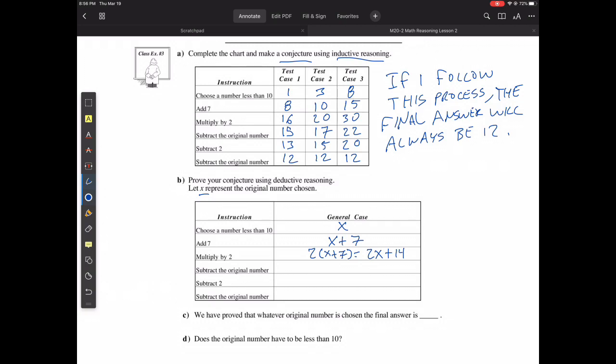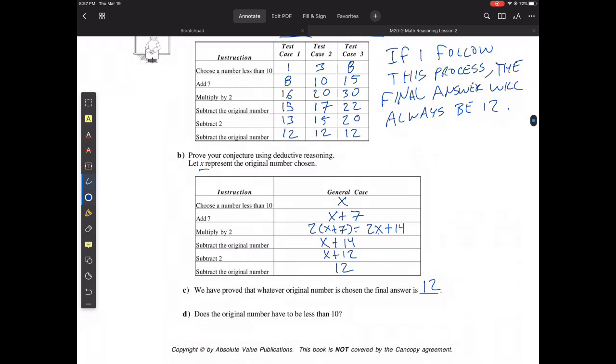Subtract the original number, so I'm taking away an x, and I'm just left with x plus 14. Subtract 2, so I can take that away from the 14, and I'm going to get x plus 12. And then I subtract the original number, the x's are gone, and I'm just left with 12. So we've proved that whatever the original number is, the final answer will always be 12.